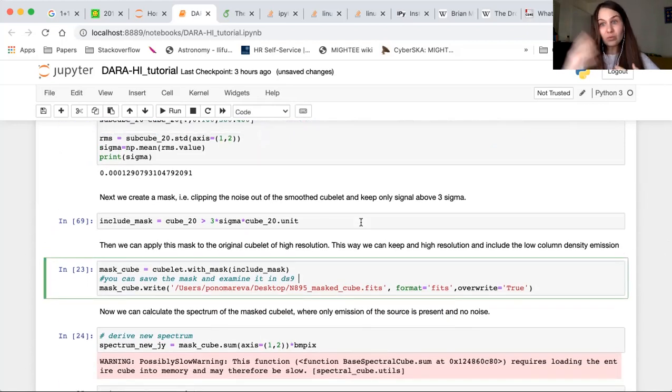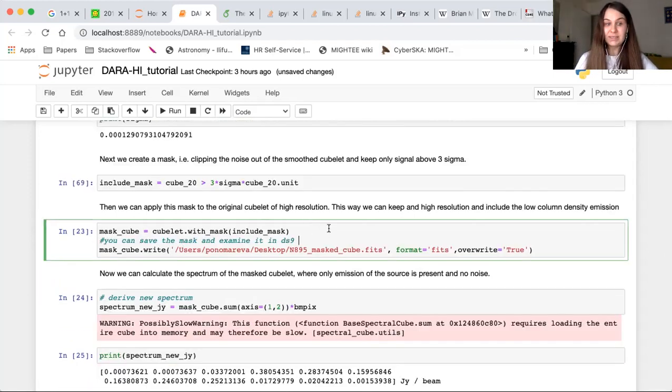We can do it by applying the mask which we created from the smooth cube to the original cube. So all regions which are higher than 3 sigma will be saved, but then we transfer those regions to the original resolution cube. It means that the tail of low column density HI emission will be preserved just because the mask accounts for it, because the mask is made from the smooth cube. I will show you what it exactly means, but this is what we do in this cell.